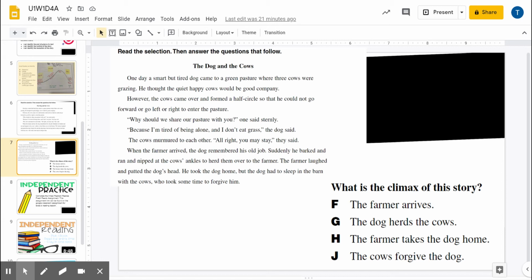And so the best choice to answer this question is G, the dog herds the cows. After the dog has begged and pleaded with the cows to let him stay, and finally, when they do decide to, the farmer comes and the dog is reminded of his job. So instead of staying with the cows and resting, the dog begins to herd the cows. And that is how he deals with his problem.